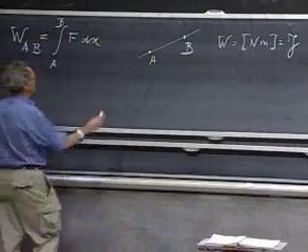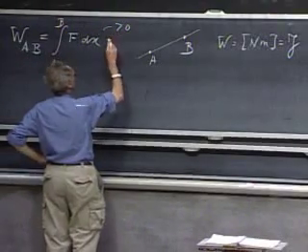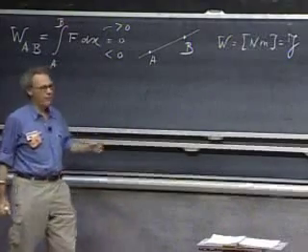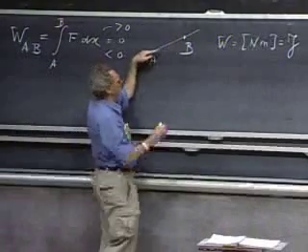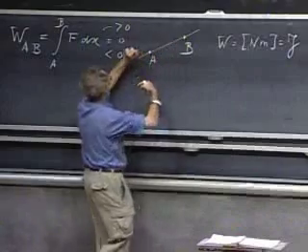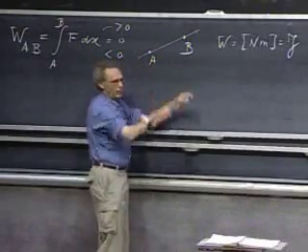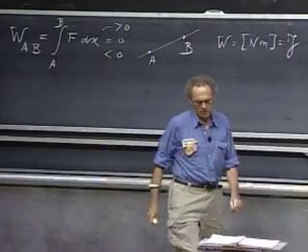Work is a scalar, so this can be larger than 0, it can be 0, or it can be smaller than 0. If the force and the direction in which it moves are in an opposite direction, then it is smaller than 0. If they're in the same direction, either this way or that way, then the work is larger than 0.